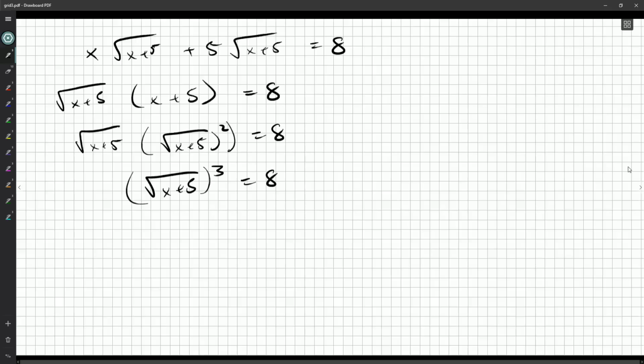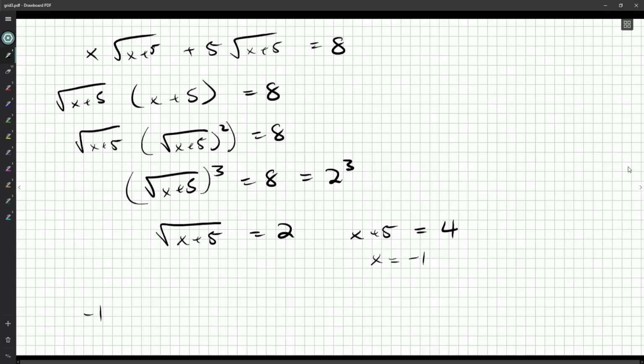And, oh, I know 8. 8 is 2 to the power 3. So if we cube root both sides, we'll get the square root of x plus 5 is equal to 2. And if you square both sides, x plus 5 is going to be equal to 4. X is minus 1.